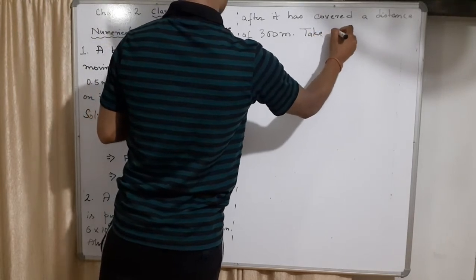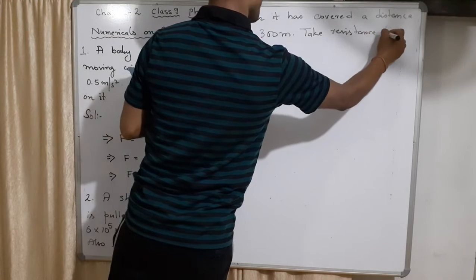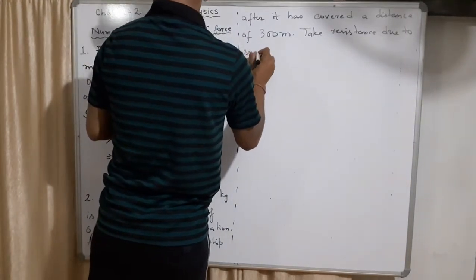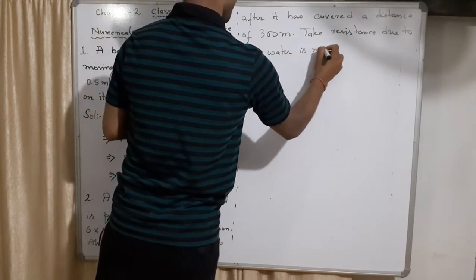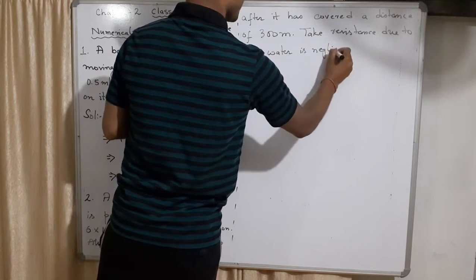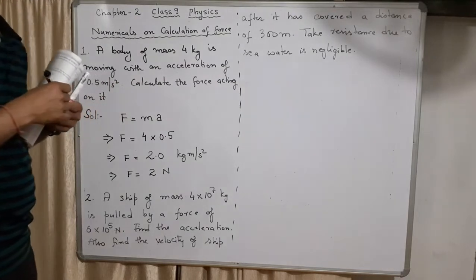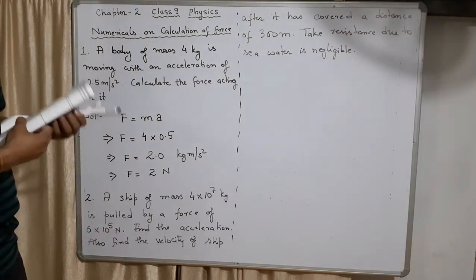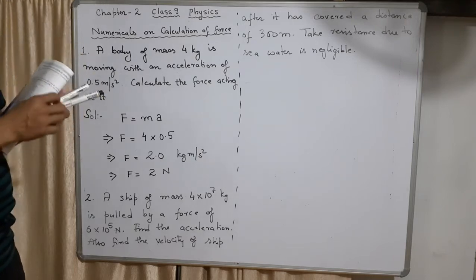Take resistance due to sea water as negligible. The last part is not important because we are not going to consider that. Because in the motion there is some resistance by the water also. It is not that easy to move on the water. Even for the ship, some force will be opposing it, friction. So that we are not going to take into account.